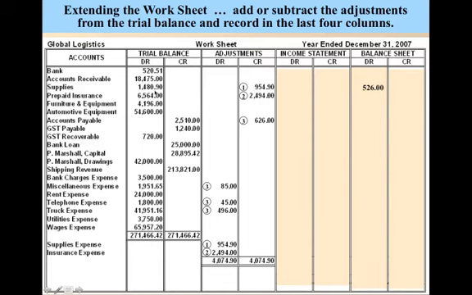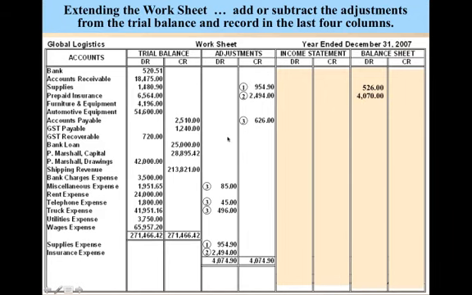So in this case, we have a debit in supplies and a credit. So they're different. We're going to subtract. So 1480.90 subtract 954.90 equals 526. So you're going to put the answer in the appropriate one of these four columns.